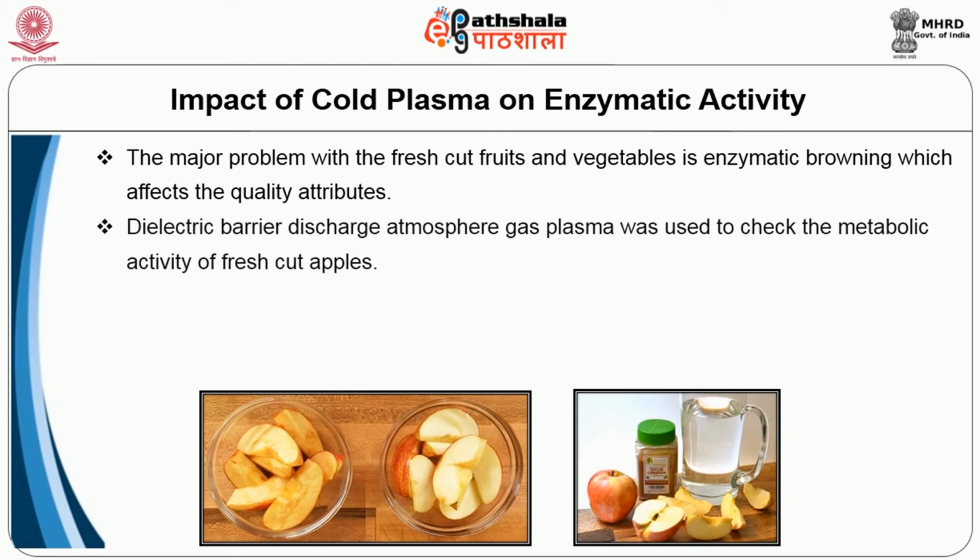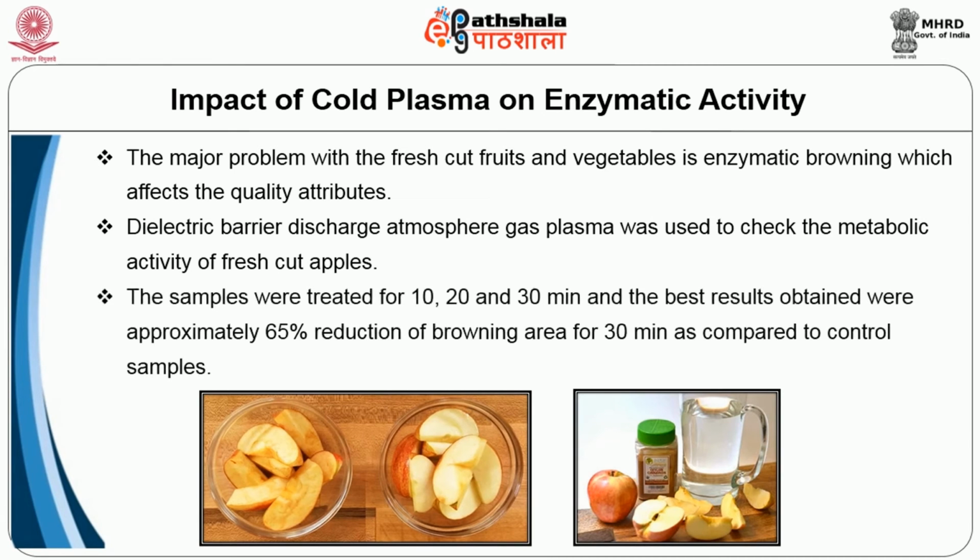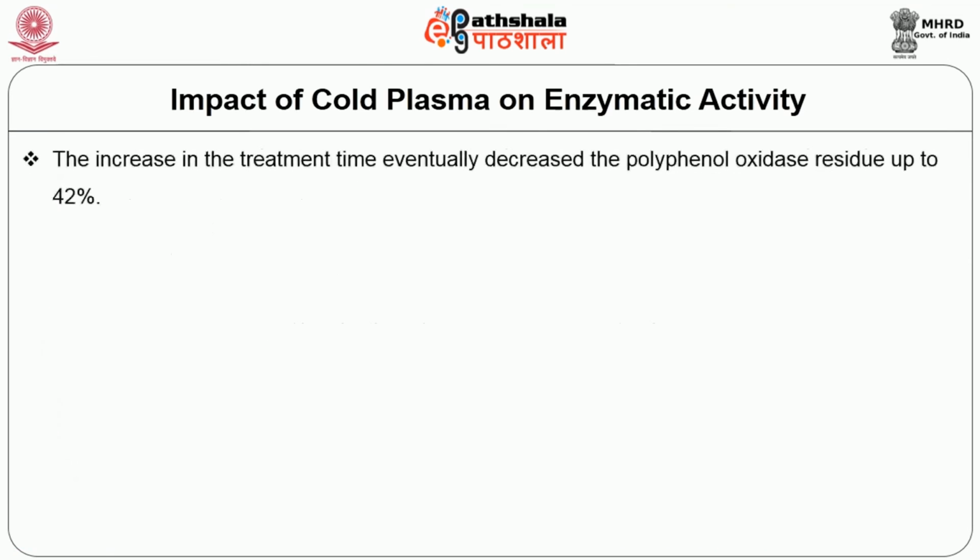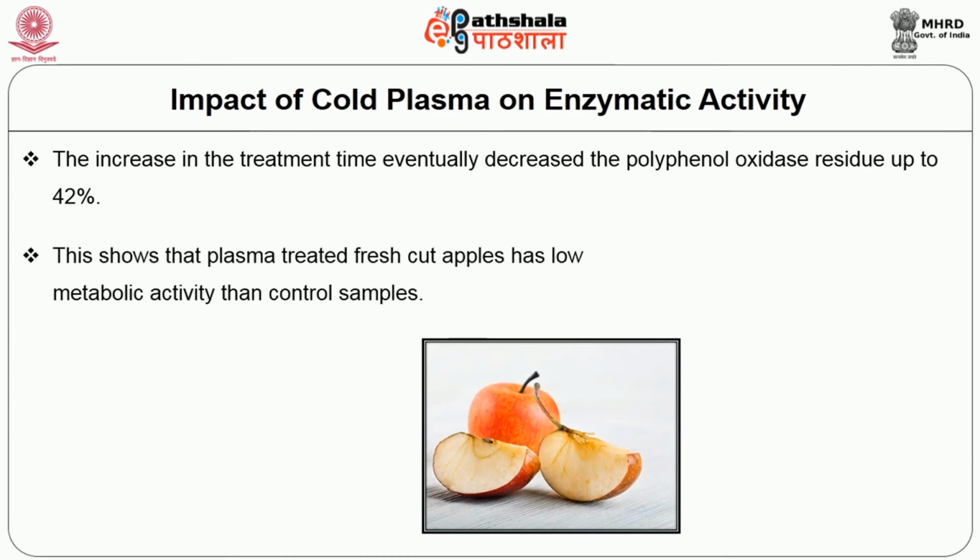Dielectric barrier discharge atmospheric glass plasma was used to check the metabolic activity of fresh cut apples. The samples were treated for 10, 20 and 30 minutes and the best results were obtained, approximately 65% reduction of browning area for 30 minutes as compared to the control sample. The increase in the treatment time eventually decreased the polyphenol oxidase residue up to 42%.